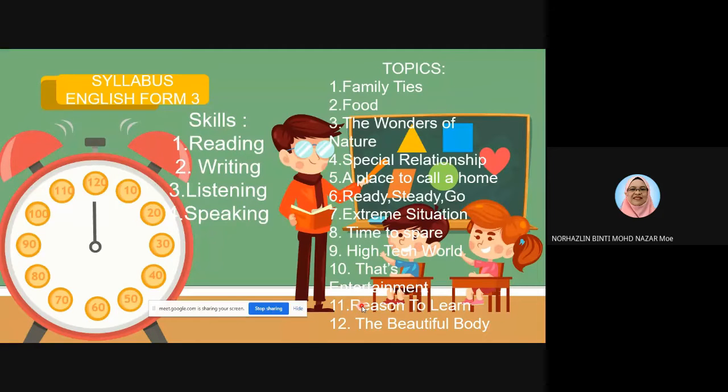The last topic is about the beautiful body. Talk about your physical body. Besides that, you also need to acquire these four skills: reading, writing, listening, and also speaking. You must master all these four skills.